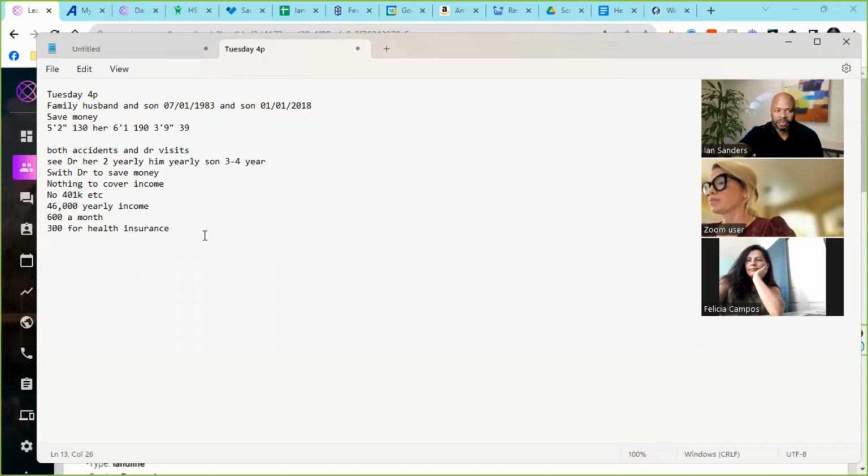So what we're going to look at first is the ACA portion of it, because that's going to be the most important thing to them, making sure that they have health insurance covered. So that's what you'll want to cover first.